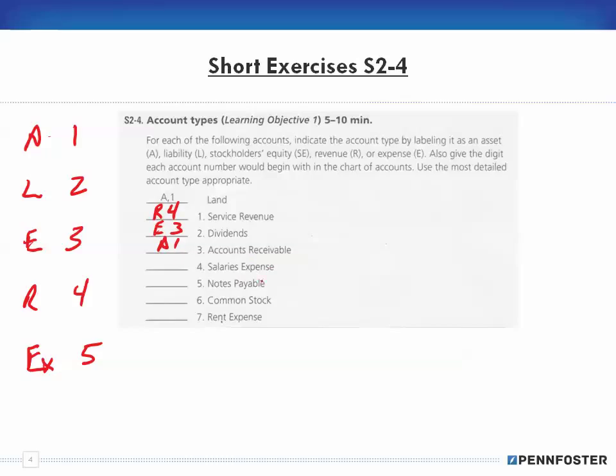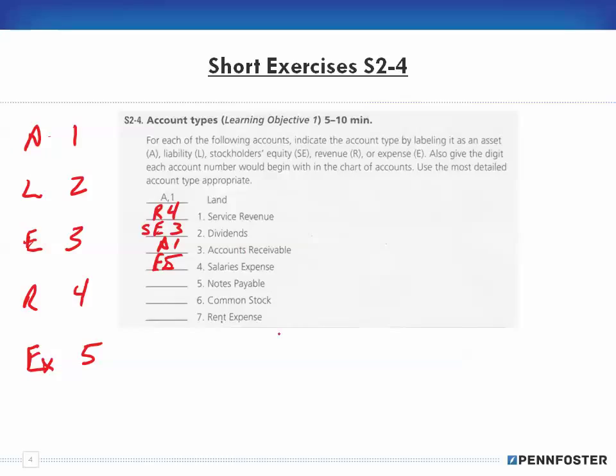Salaries expense. See the word expense, it's an expense. So I'm going to put E. So this should be stockholders' equity like that, and this would be a 5. I use a different naming convention because I don't like "stockholders' equity," since not all equity is stockholders' equity. Like I said, a sole proprietorship is just called owner's equity or just plain equity. So I'll try to keep with what's in the book here, but realize I use this convention.